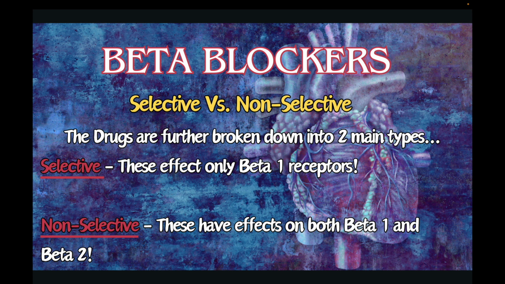All right, so beta blockers as a whole, non-selective and selective. This is how we're going to break them down. And this is going to help you choose what drug may be better suited for your needs. So selective only affect beta 1. Remember beta 1, heart and kidneys, right? Non-selective, these can have effects on beta 1 and beta 2.